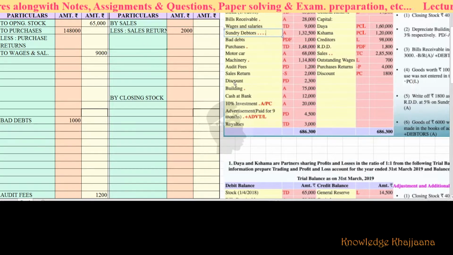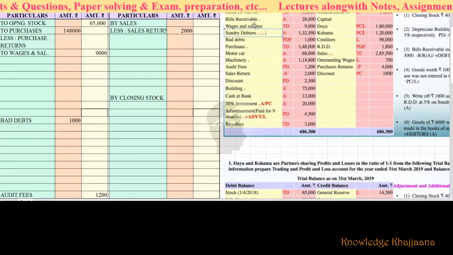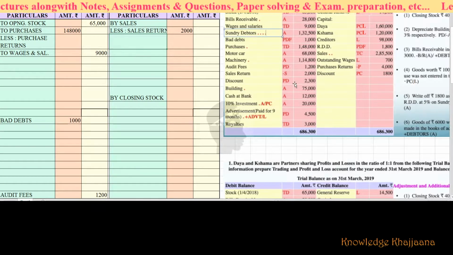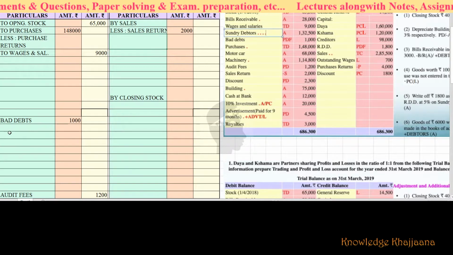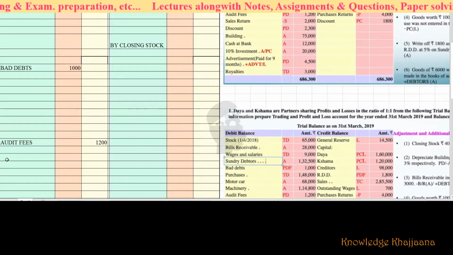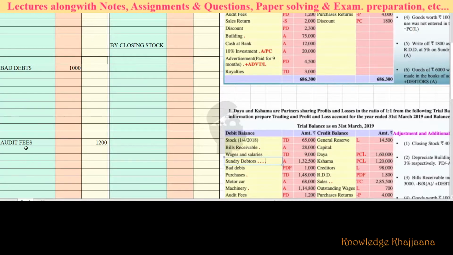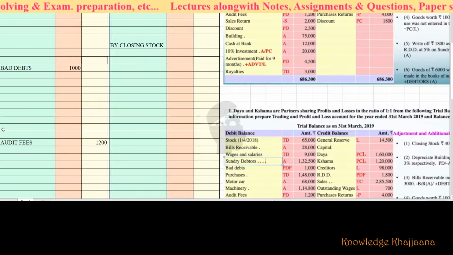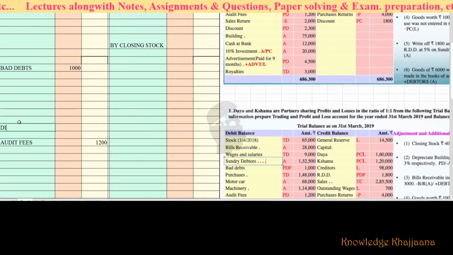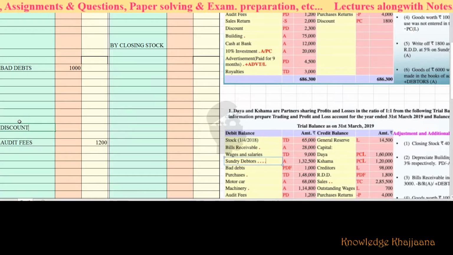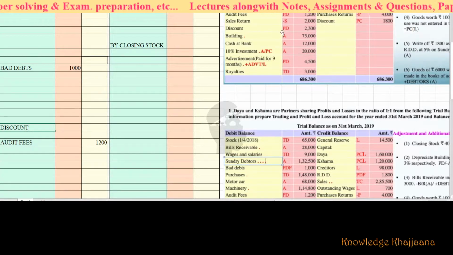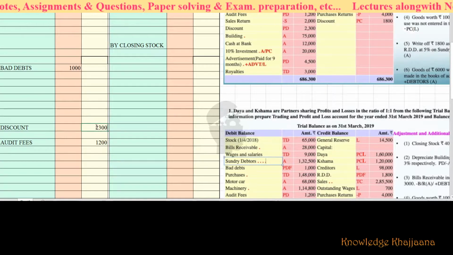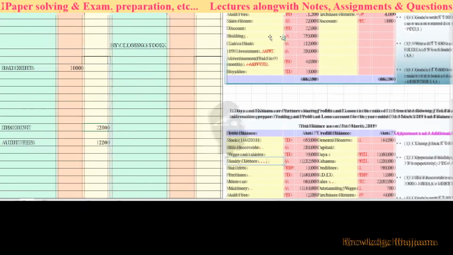Next, discount. Discount is on the debit side of the trial balance, right? This is the debit side of the trial balance. Discount of rupees 2,300. So we write it on the profit and loss account debit side. How much is the discount? 2,300 rupees discount we gave, right? There is no adjustment. Profit and loss account debit side.